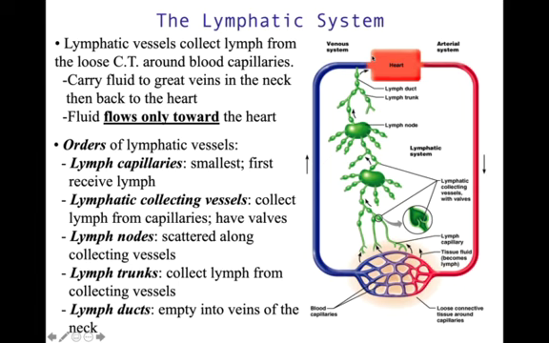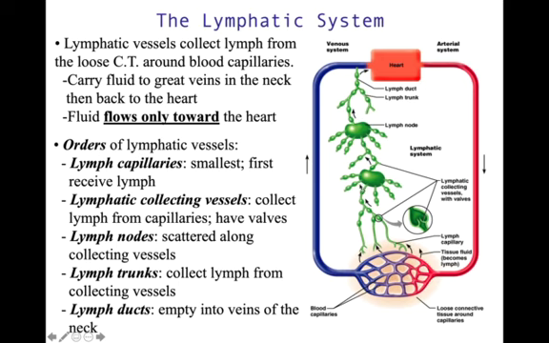So what are the orders of lymphatic vessels? Closest to the capillaries, we see these ones here in green. These are the lymph capillaries. These are the smallest, and the first ones that receive the lymph. From the lymph capillaries, we then have these vessels. I'm going to trace it until I reach the end. We call these the lymphatic collecting vessels, and they have valves. If I were to zoom in on one of these valves, see there's a valve there. That ensures that the lymph only travels in a single direction towards the heart. It's never going to go back towards the capillaries, for example.